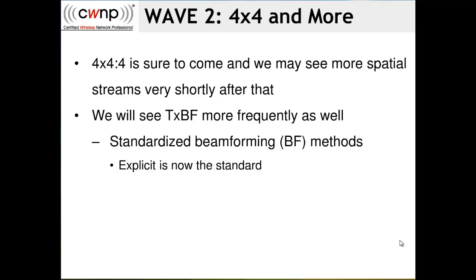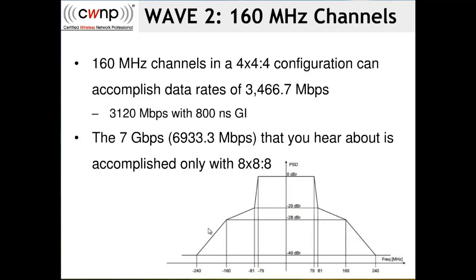So explicit beamforming helps with that, to understand the channel and then do the proper phase modifications and create that better communication link over distance. Now, another thing that Wave 2 is going to bring is 160 megahertz channels. Now, here we have to think a little bit about some proper planning.